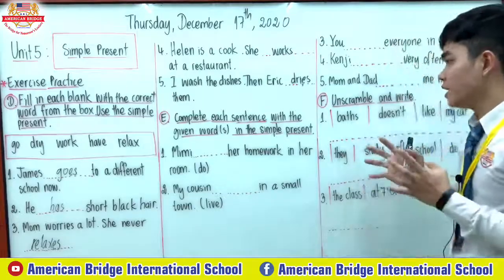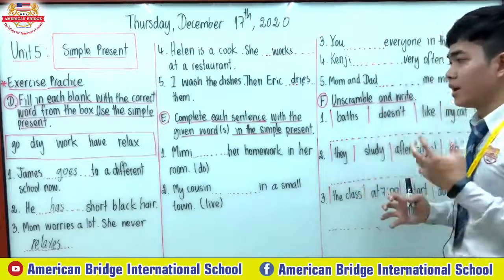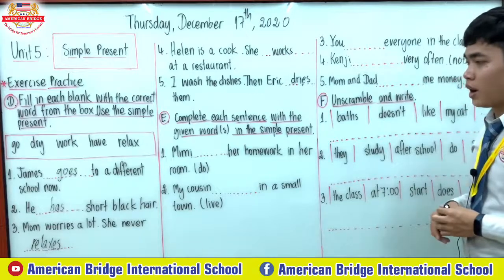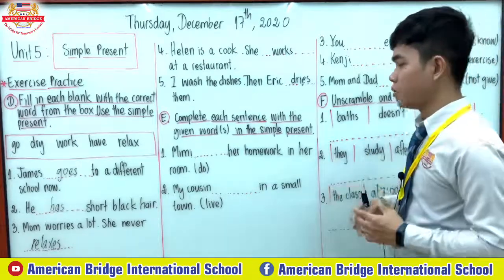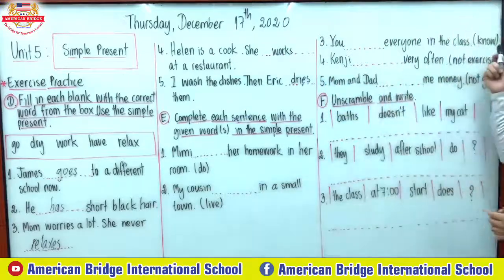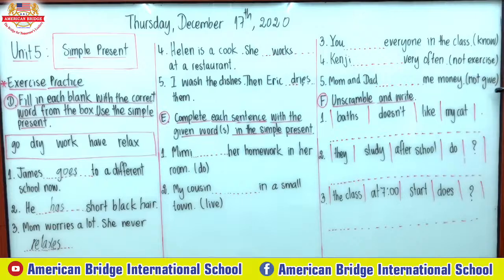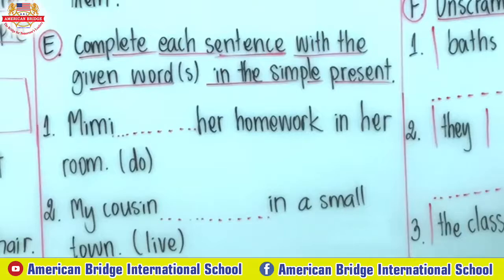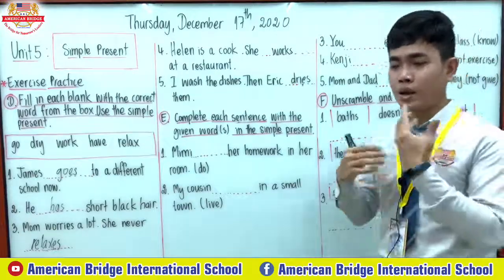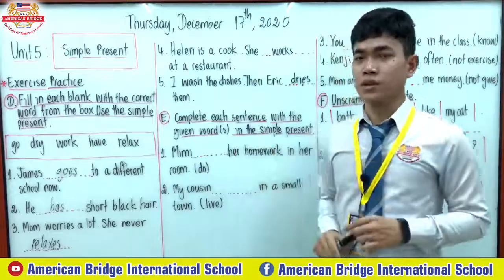Let's move to our Part E. In Part E, complete each sentence with the given words in the simple present. As you can see, we have many verbs in the brackets. We have the verbs do, leave, know, exercise, and give. Okay, now let's get started together. Number one: Mimi. Yeah, Mimi is the name of someone. Her homework in her room. We have the word do. As we know, do is an irregular verb when it is used with a third person singular subject.